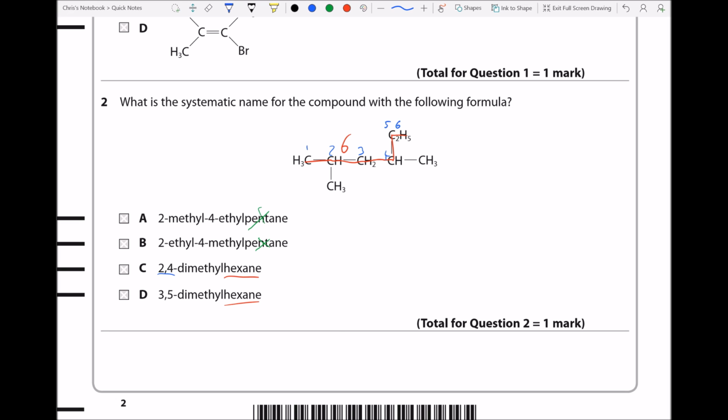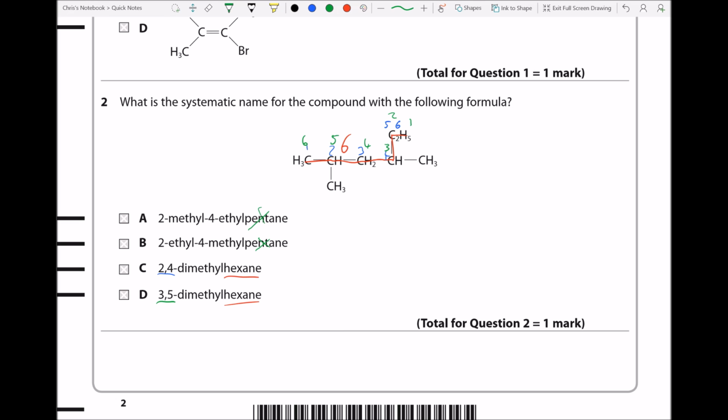Or if we numbered the other way, let's just do it this way as well. Let's say we'll call that 1, that 2, that 3, that 4, that 5, and that 6. Now if I did it that way, that would mean that this would be a methyl group on the third carbon and a methyl group on the fifth carbon. So that would give 3, 5. Now, the rules of IUPAC basically tell us that we've got to have the lowest numbering system.